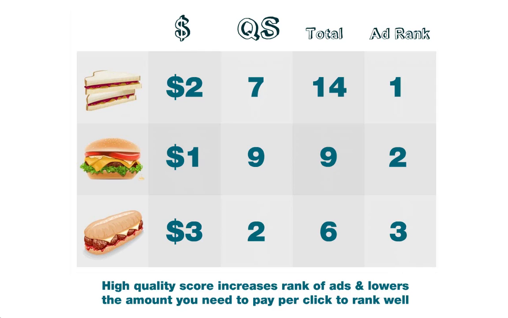So PB&J is going to show up first, even though it set a max bid of $2. Burger is going to show up second, even though it's bidding the lowest. And even though Meatball Sub is bidding the most, it's going to show up third. Now, we obviously picked numbers to illustrate this point, but the takeaway is that if you want to show up higher in more prominent positions in Google, you can pay for it, or you can improve your quality score. If you can improve your quality score, you will show up higher and you will pay less. That's a very big win-win when it comes to PPC.